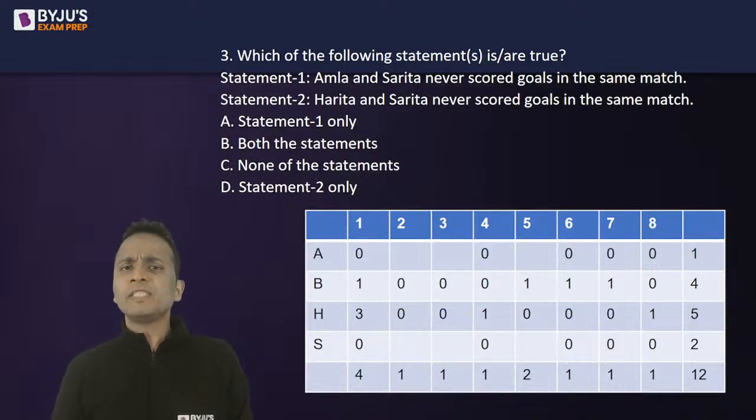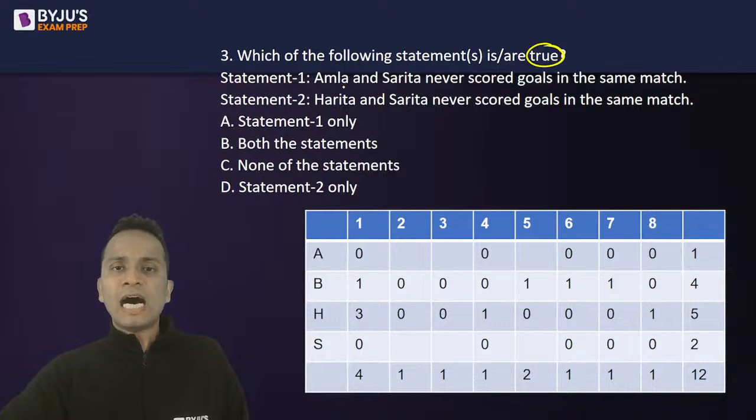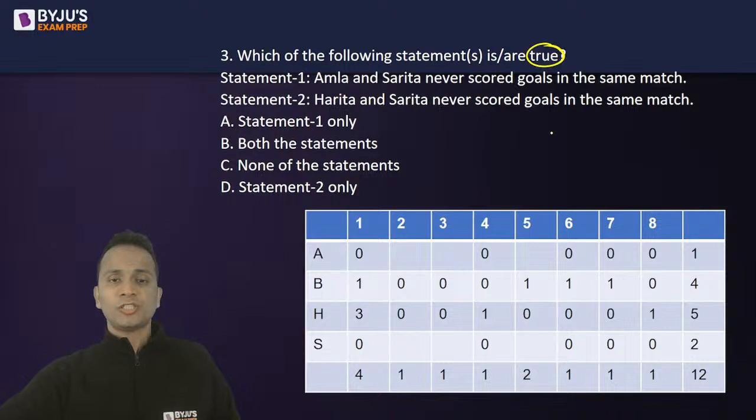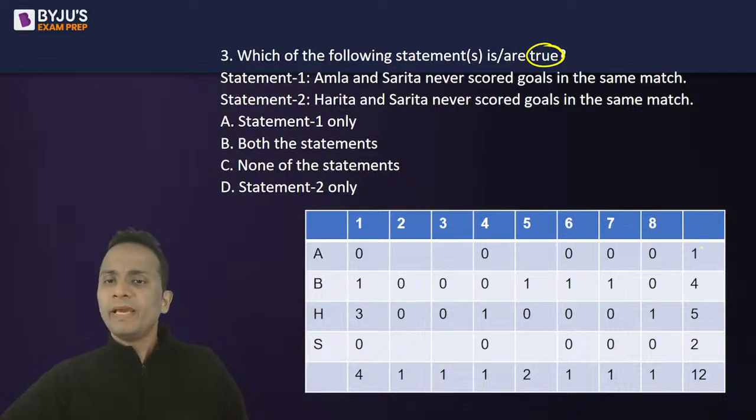Which of the following statements is or are true? Statement 1. Amla and Sarita never scored goals in the same match. Never scored goals in the same match. Okay. Now, Amla may score 1 or 2 goals and Sarita similarly. Up till now, Amla has not scored any goal and similarly Sarita has not scored any goal. Right?